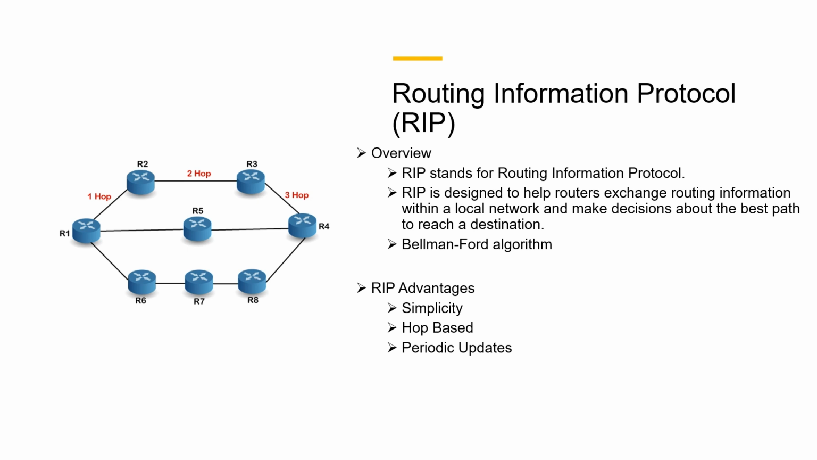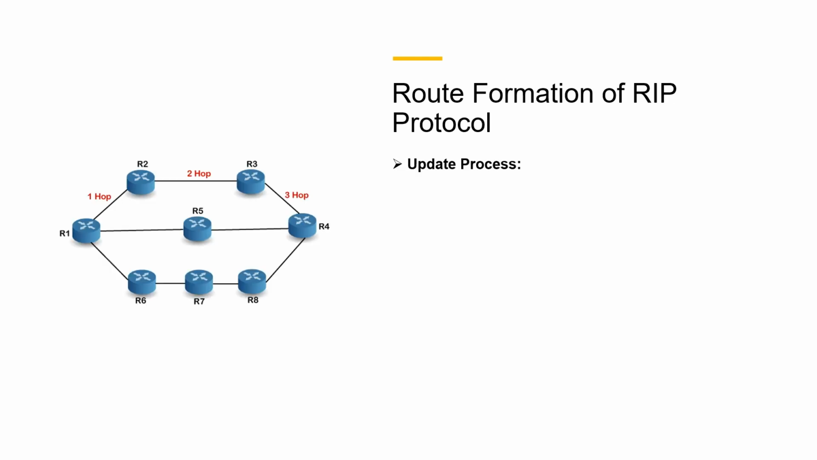RIP limitations are: 1. Convergence time. RIP can have longer convergence times in large networks, as it relies on periodic updates and might take time to adapt to changes in the network. 2. Limited scalability. In larger networks, the hop count limit of 15 can become a limitation, and the frequent updates can consume bandwidth. Let's understand about route formation of RIP protocol.